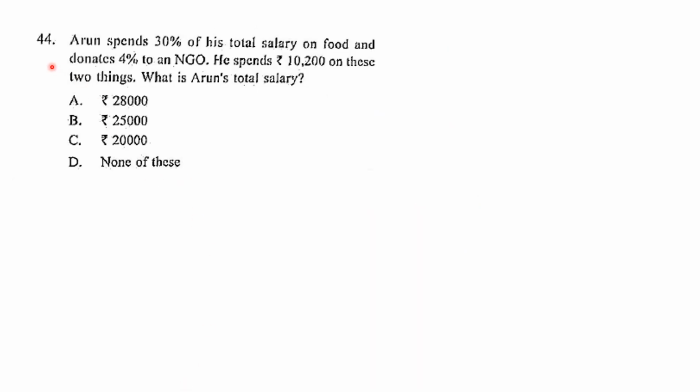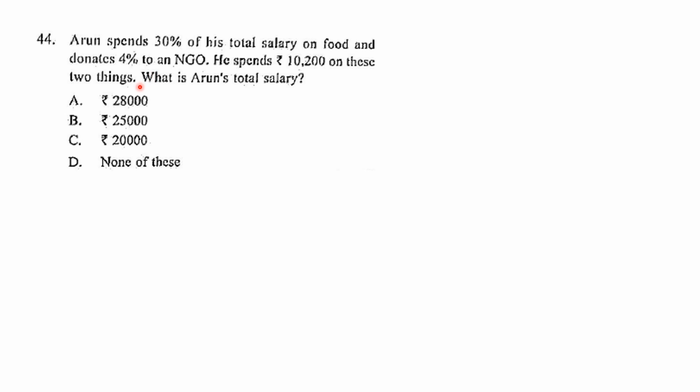So question 44. Arun spends 30% of his total salary on food and donates 4% to an NGO. He spends 10,200 rupees on these two things. What is Arun's total salary? Isn't it? So he spent 10,200 on food and also the amount he donated to the NGO. So the percentage of his salary he is spending on food is 30%, and the percentage which he is donating is 4%.